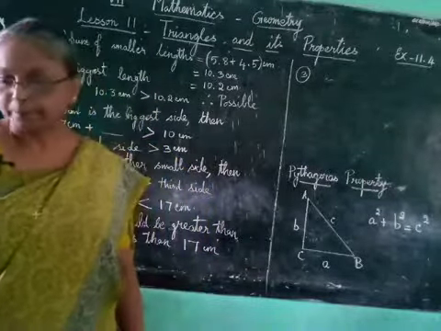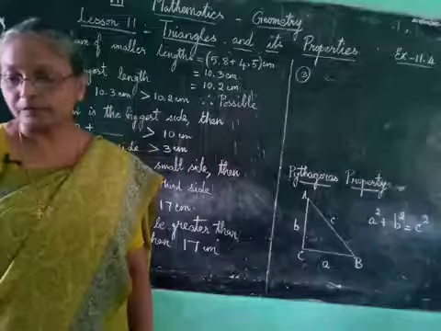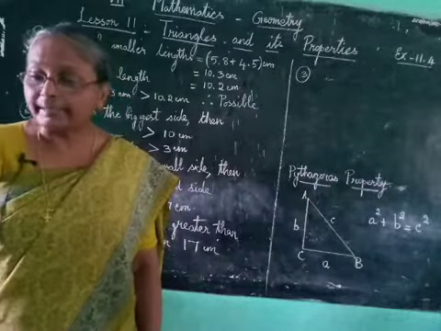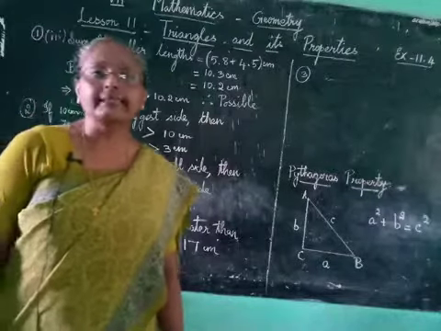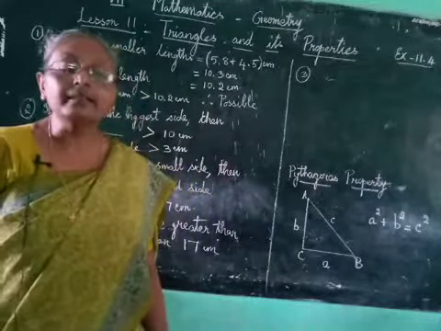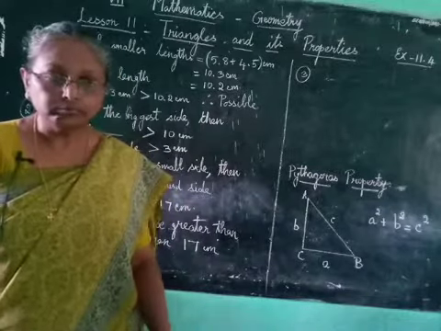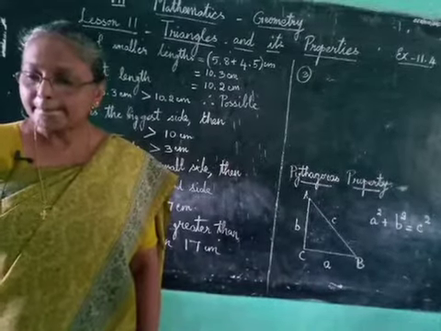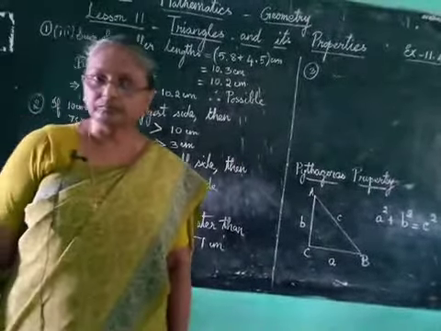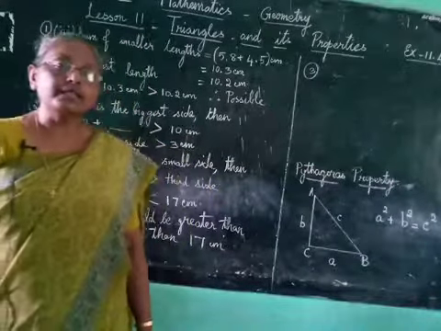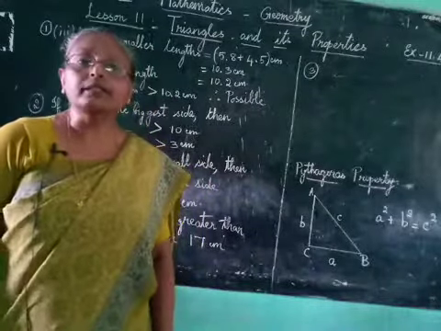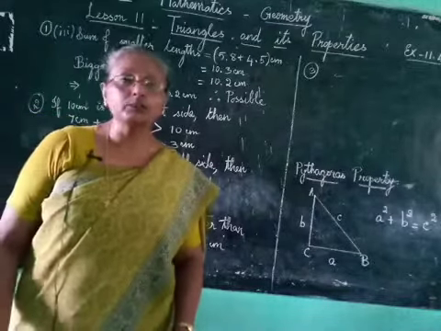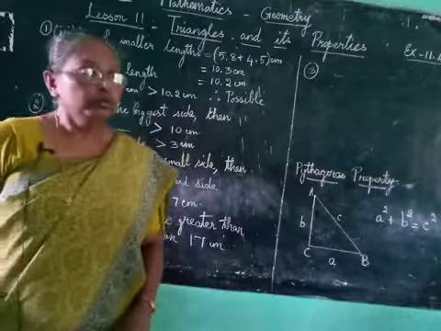Now you can see the second sum. If the lengths of two sides of a triangle are 7 centimeter and 10 centimeter, then what can be the length of the third side? Two sides are given, 7 centimeter and 10 centimeter. We have to see what the third side is. It is not mentioned whether it is the smaller side or the larger side. So we have to find out the third side.